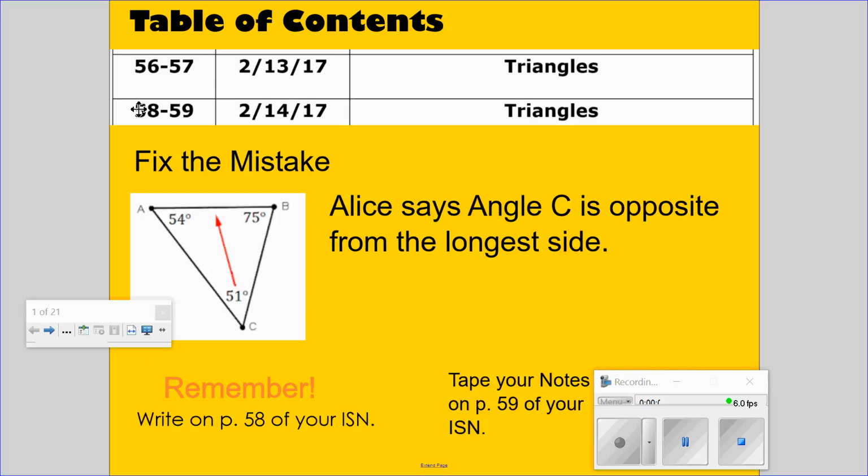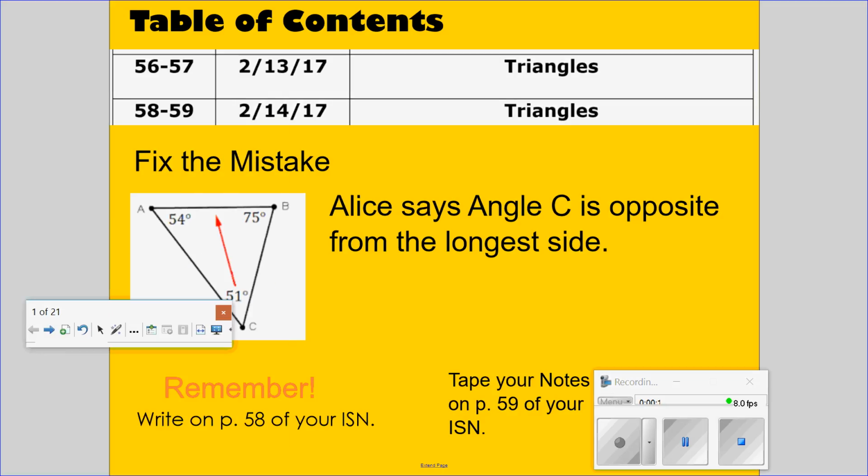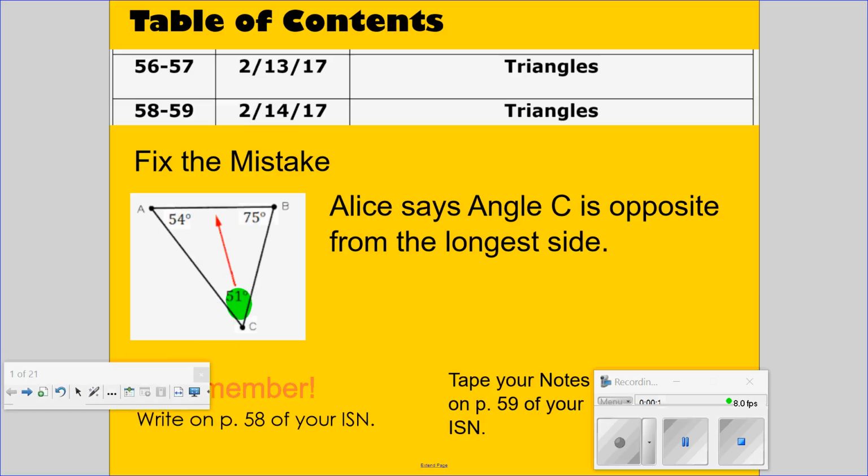This is a study of triangle inequalities. So let's look at our number routine. Alice says angle C is opposite from the longest side. Well, first of all, angle C is the smallest angle of the three, the smallest interior angle. And from the picture, it seemed like line AB, A to B, is the smallest of the three sides.